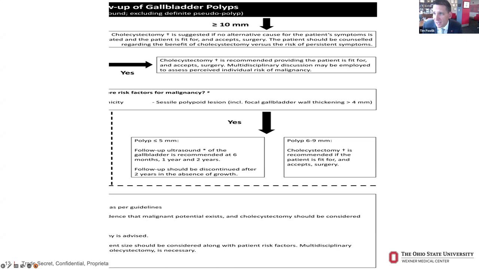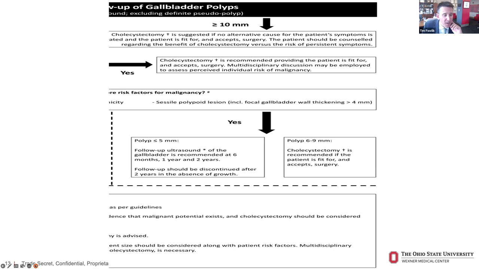Again, I would note, however, in patients who have intermediate size polyps in the range of about 6 to 9 millimeters, if they do have one or more of the risk factors that I discussed, then the strong recommendation from the joint guidelines is that you would proceed with a cholecystectomy because the risk of cancer would be increased enough that it would warrant that approach.